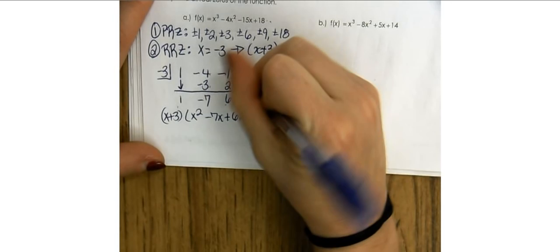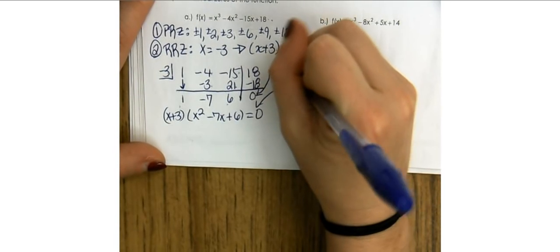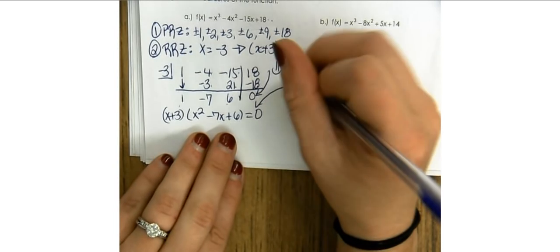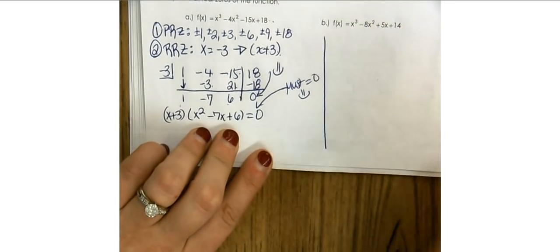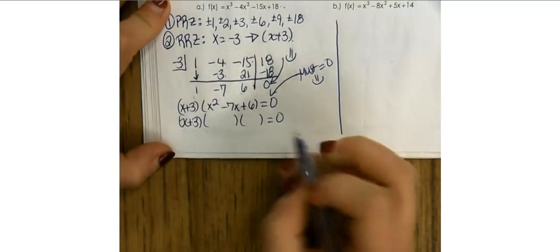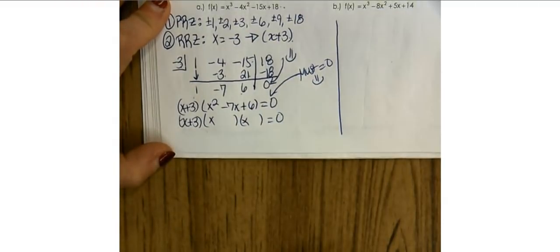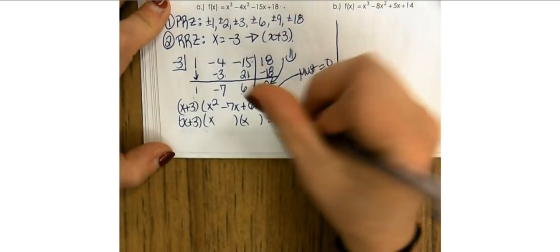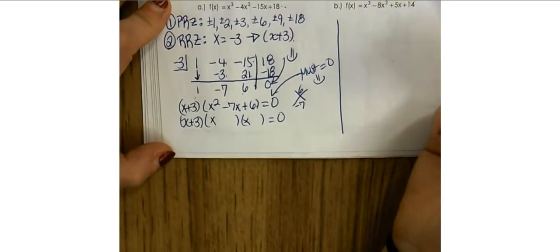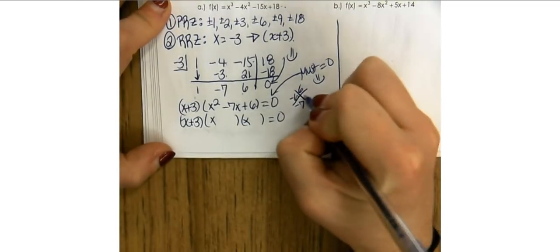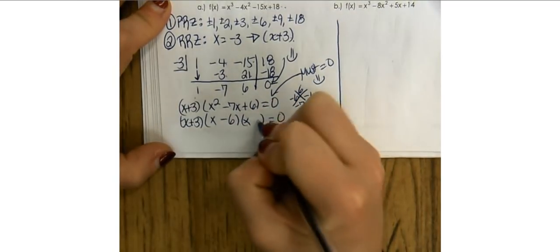You must have an equal 0, because we are finding our zeros. We're finding our x-intercepts. So now I'm going to write x plus 3 times 2 parentheses, breaking this quadratic down into 2 parentheses. I'm going to split apart the x squared into an x and an x. And I have to figure out what two numbers multiply to equal 6, but together add to equal -7. And that's going to be -6 and -1, so -6 and -1.